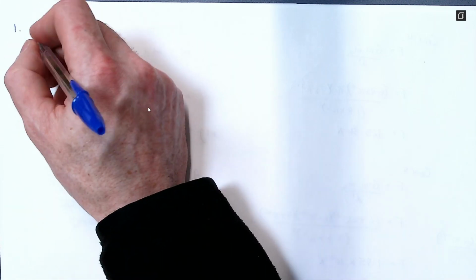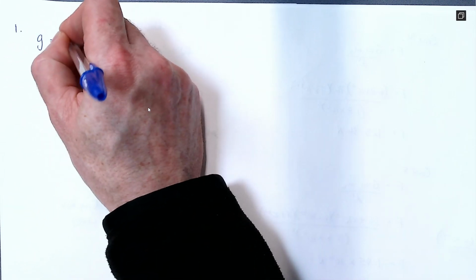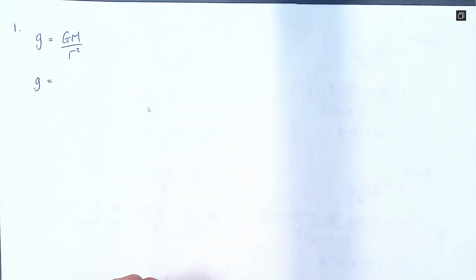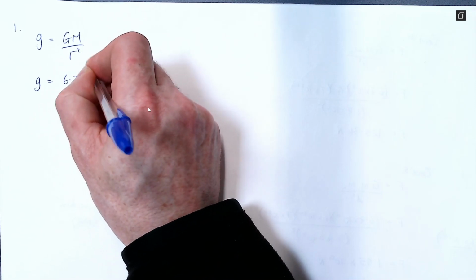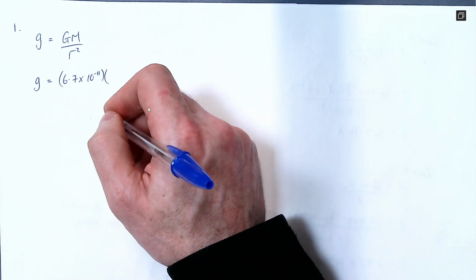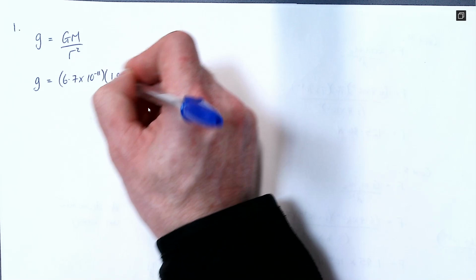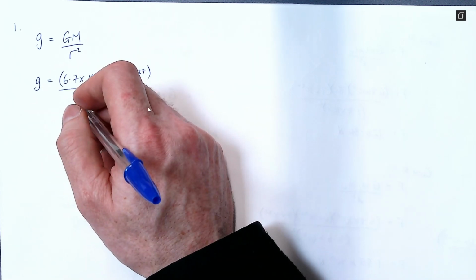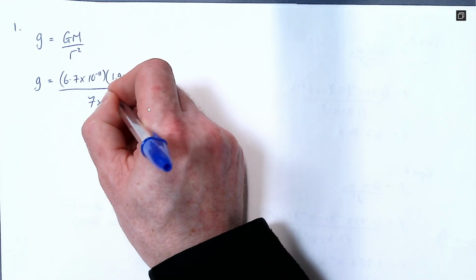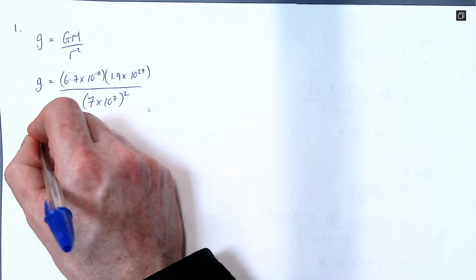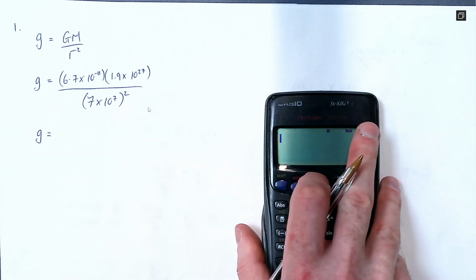Okay? Find the value of acceleration due to gravity on Jupiter, given that the radius of Jupiter is... g equals G times M over R squared. So G, the universal gravitational constant, is 6.7 by 10 to the power of minus 11. Mass of Jupiter is 1.9 by 10 to the power of 27 kg. So the gravity on Jupiter is to be calculated.